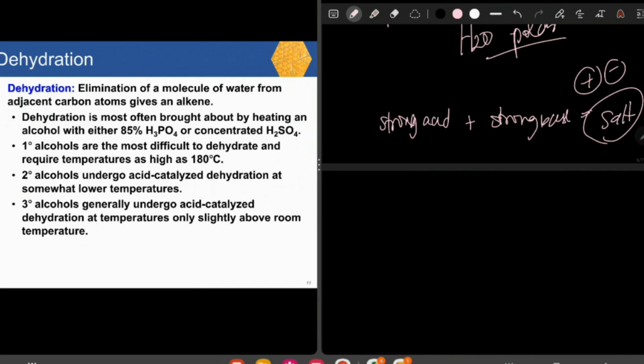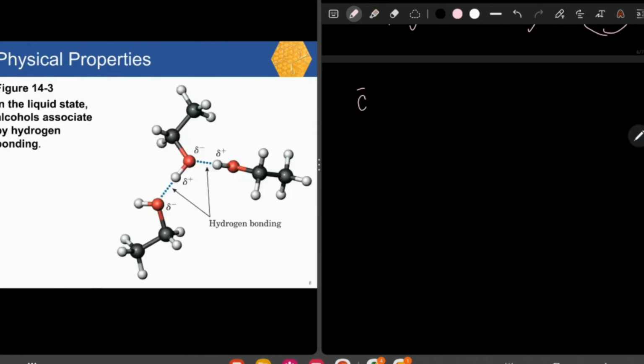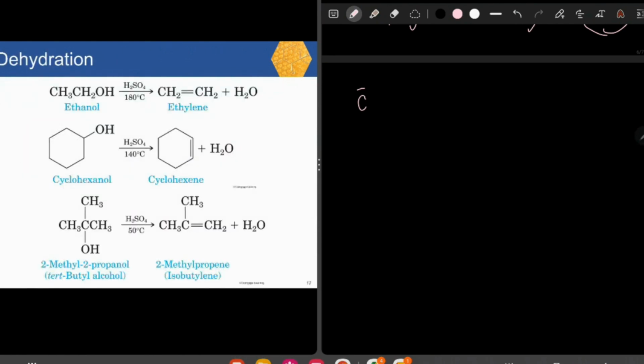We can dehydrate it. So this is an elimination molecule of water from adjacent carbon that gives an alkene form. So we have dehydration is the most often brought about by heating. Pwede rin na with chemical method by using it. Remember this, ha? 85% phosphoric acid or concentrated. Tandaan yung concentrated. I want you kapag exam, you have to complete this as concentrated. You may just write. Kaya lang we are using online, tama? We'll be using online. So if lalabas ito, nalagay niyo yung complete term niya na concentrated sulfuric acid. Now, we have primary, secondary, and tertiary alcohols. Did we discuss that? Okay.